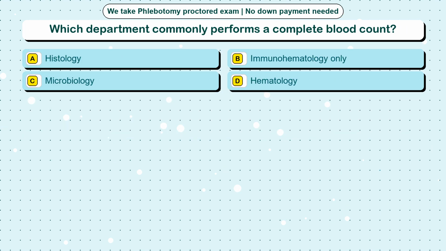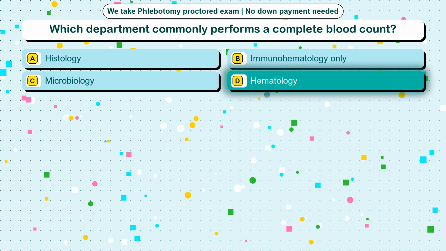Question 7. Which department commonly performs a complete blood count? Option A. Histology. Option B. Immunohematology only. Option C. Microbiology. Option D. Hematology. The correct answer is option D.